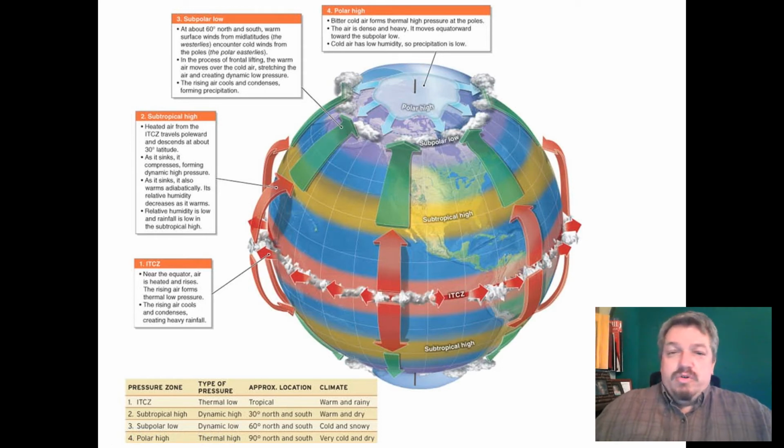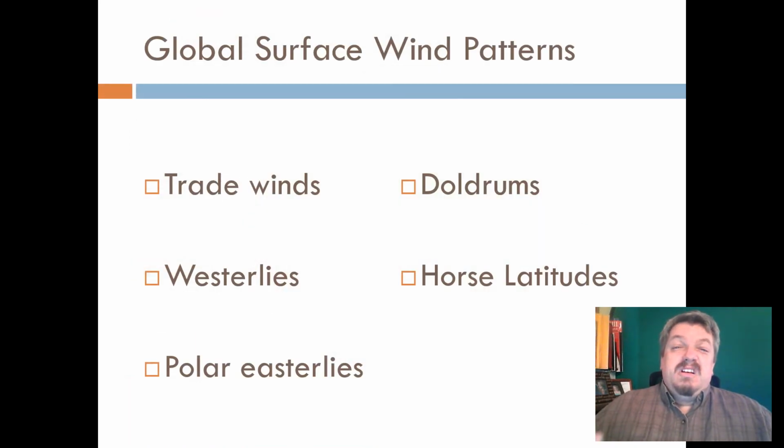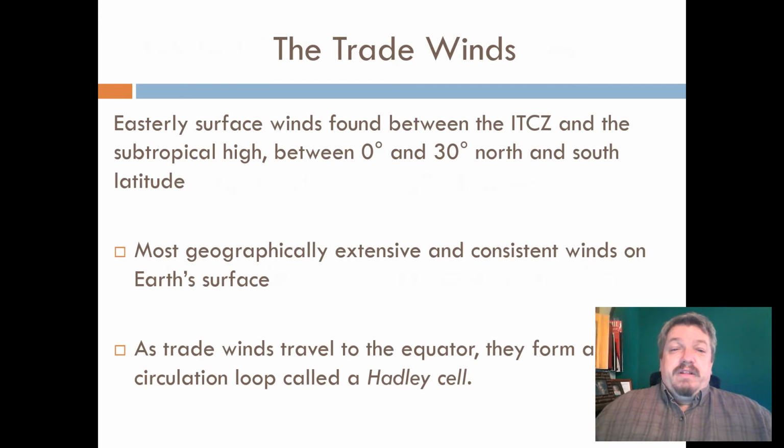Now, those patterns kind of work to set up the next thing. The global pressure patterns work to set up the global surface wind patterns. So generally speaking, on any part of the Earth, the winds at the surface fall into one of these five basic categories. We're going to go through these. Let's start here with the trade winds.